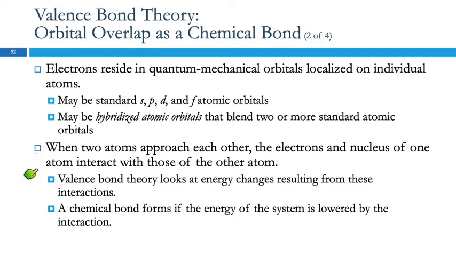So when two atoms approach each other, the electrons and nucleus of the one atom interact with those of the other atom. And valence bond theory is going to look at the change in energy resulting from those interactions. And if the energy of the system is lowered, then a chemical bond will form.